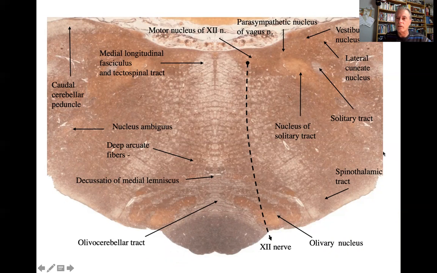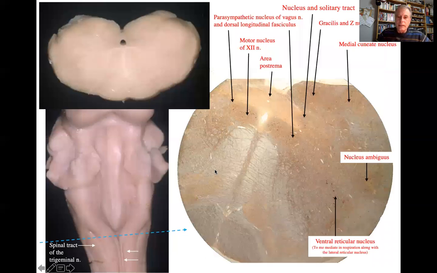With all the structures. Remember, for the pathologists, you may need the solitary tract, the nucleus of the solitary tract, where it's located, right? Okay. And as you see, all these commissural fibers, right? The olivocerebellar tract and the decussation of the medial lemniscus, okay? Forming the deep arcuate fibers, here, okay? Deep arcuate fibers.